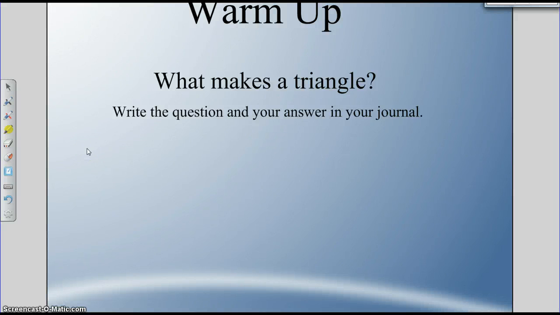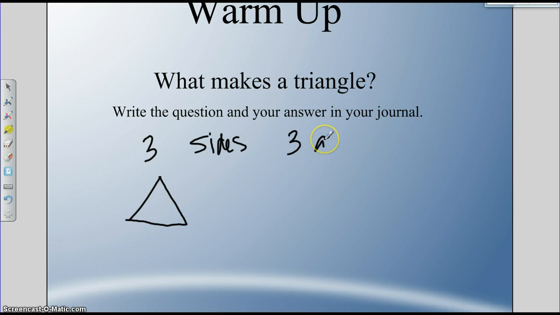Today we got to talk about triangles and how to find a missing side of a triangle. My warm-up says, what makes a triangle? Write the question and your answer in your journal. Triangle, I think something with three sides. I think something that looks like this. So I know there's three angles?